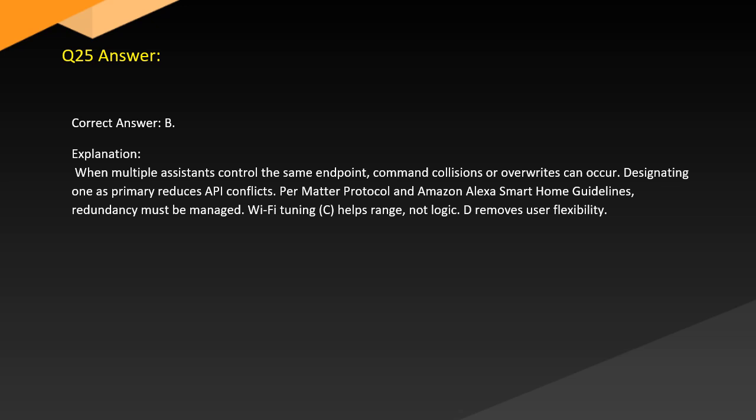Answer. Correct answer: B. Explanation: When multiple assistants control the same endpoint, command collisions or overwrites can occur. Designating one as primary reduces API conflicts per Matter protocol and Amazon Alexa smart home guidelines. Redundancy must be managed. Why not tuning? C. Helps range, not logic. D. Removes user flexibility.